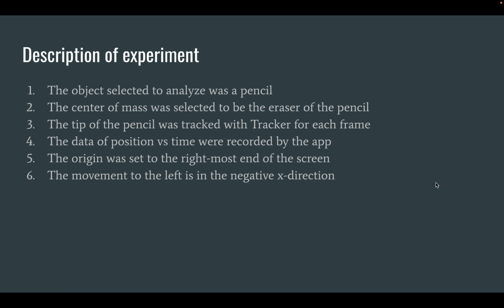The description of the experiment. First, the object selected to analyze was a pencil. The center of mass was selected to be the eraser of the pencil. The tip of the pencil was tracked with Tracker for each time frame, and the data of position versus time were recorded by the Tracker app. The origin was set to be the rightmost end of the screen, and movement to the left is considered to be in the negative x direction. Here's the video of the experiment.